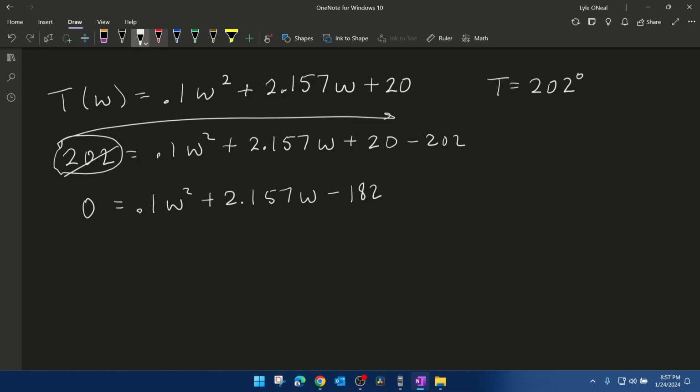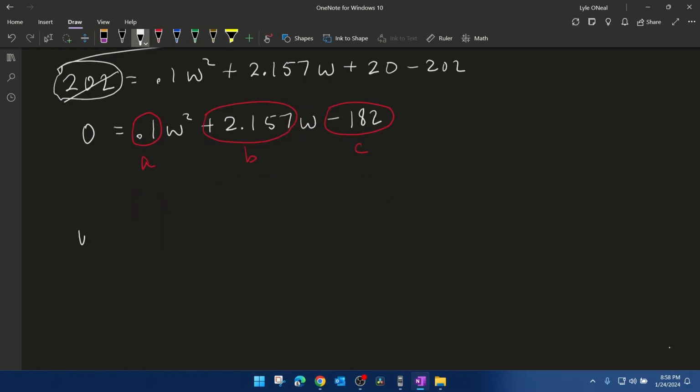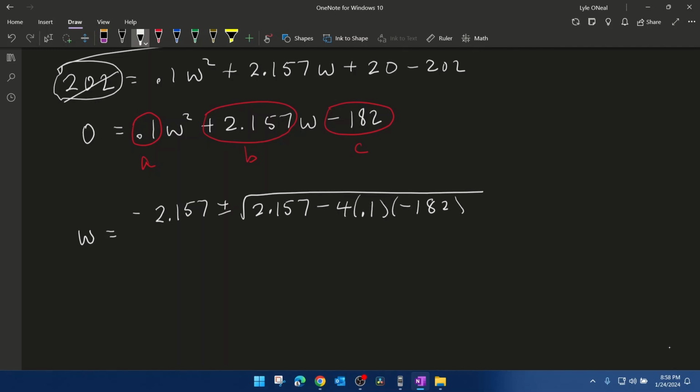And then we're going to identify the values of A, B, and C so that we can plug into the quadratic formula. And here we go. Solving for W, that's going to be negative B plus or minus the square root of B squared minus 4 times A times C all over 2A.